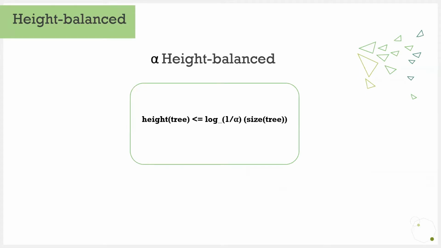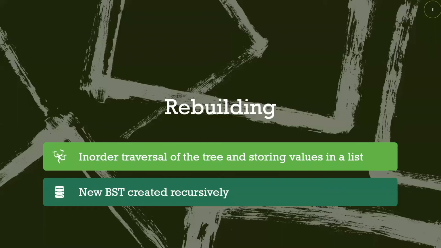Height balanced. This tree also needs to be height balanced according to this equation. The height of the tree should be less than or equal to log base 1 over alpha of the size of the tree. During insertion, these two balancing rules need to be considered. Rebuilding. The rebuilding of a scapegoat tree requires the in-order traversal of the tree and storing its values in a list. Then a new BST, binary search tree, is created recursively from the list.